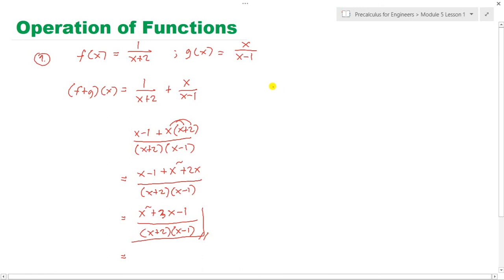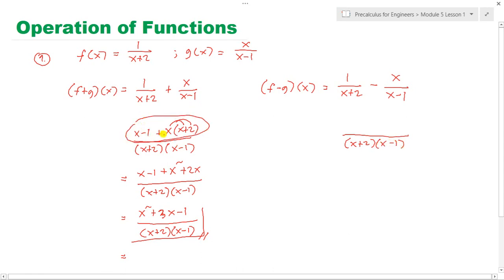Now when we do subtraction, we have here f minus g of x. So we just change the sign. This is 1 over x plus 2 minus x all over x minus 1, and then again solve for the LCD. It is the same as in the addition, but please change this sign since we are now in subtraction.